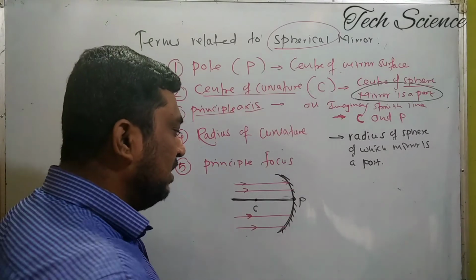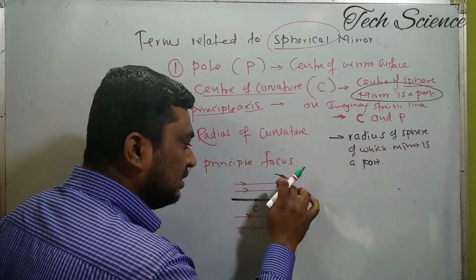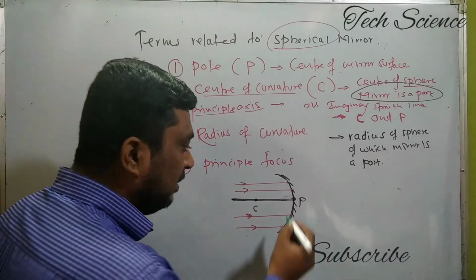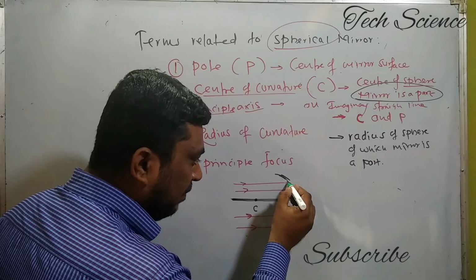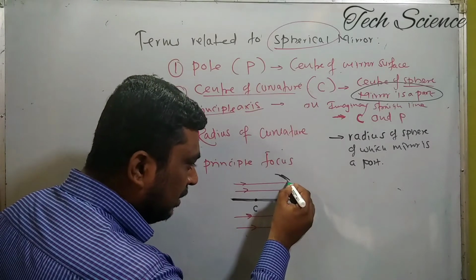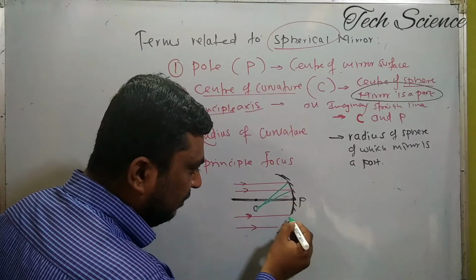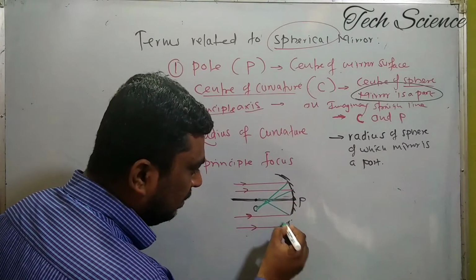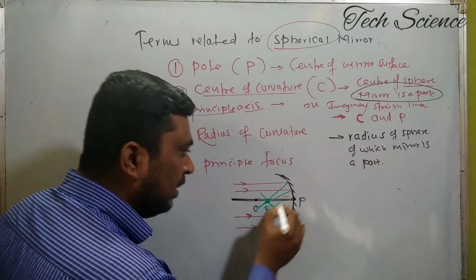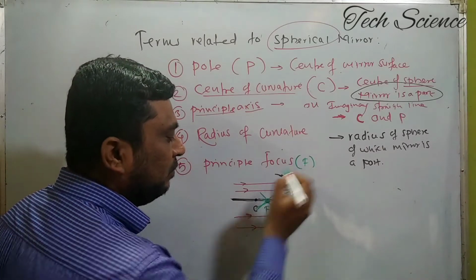What happens here? When they strike the inner surface, what is called the reflecting surface of the mirror, they are reflected back. Of course, it is a mirror and we have the reflection phenomenon. When they are reflected back, they meet somewhere at a single point, and this point is called F, which is nothing but the principal focus.